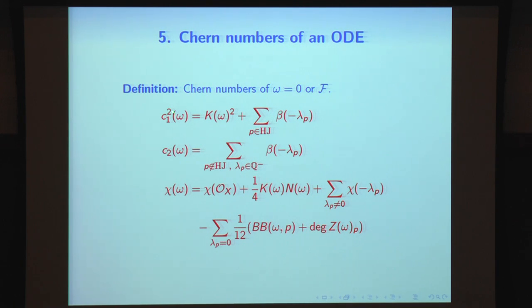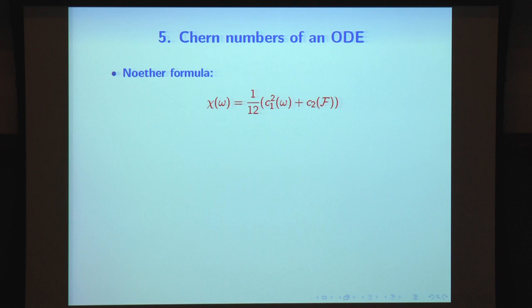We want to know the properties of these Chern numbers. So we call these the Chern numbers of the ODE. The first is Noether's equality, like this. So we only need this one and this. Sorry, here should be omega. They are positive numbers, positive rational numbers. This is similar to the modular Chern numbers.